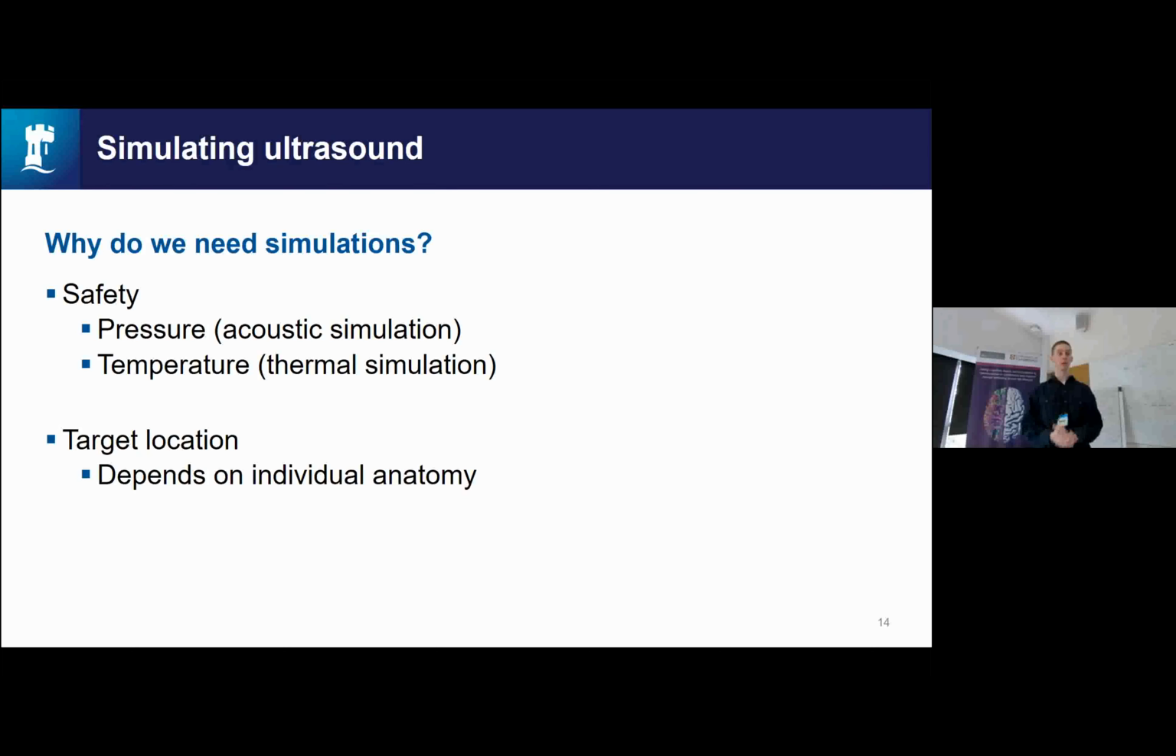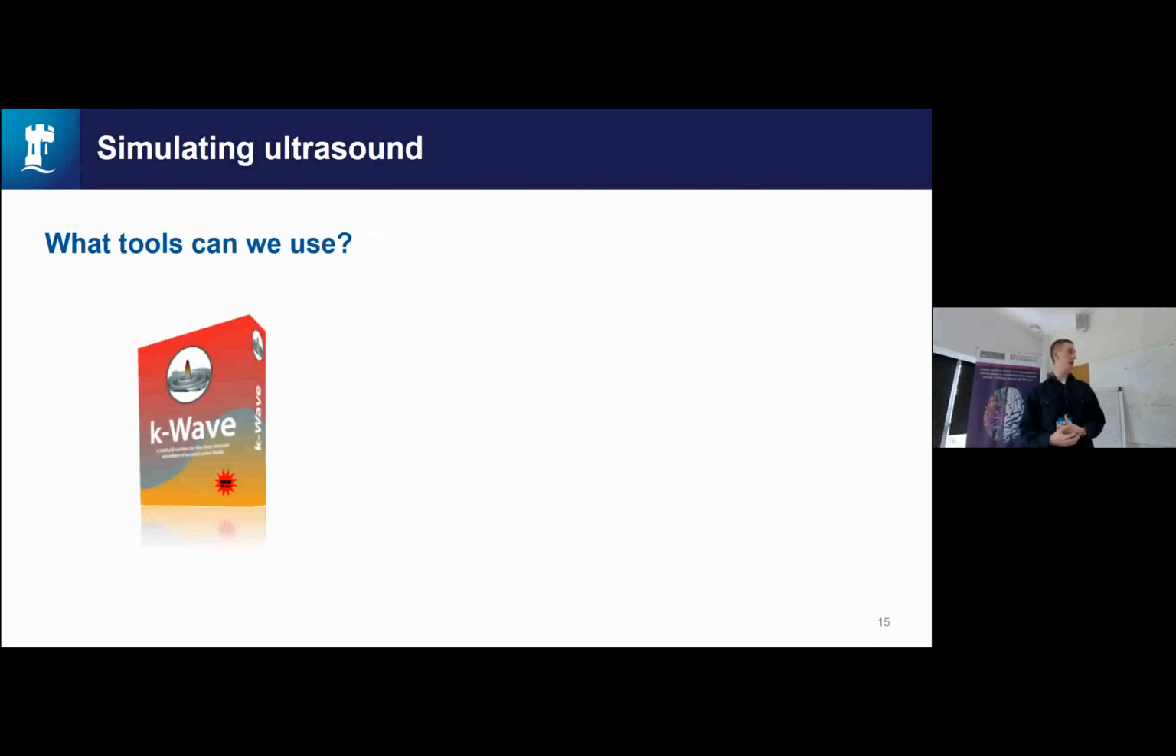But one of the most important things about simulations is being able to determine that we're actually targeting the right part in the brain. And then we can do this based on individual anatomy. So what tools can we use? Well, I've been using K-Wave, which is a way of solving acoustic equations specifically for medical ultrasound. It's just a MATLAB toolbox.